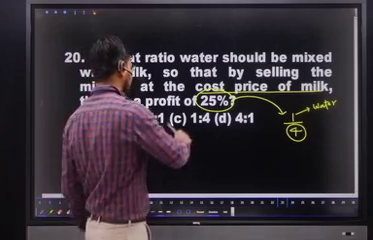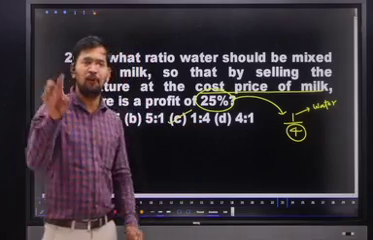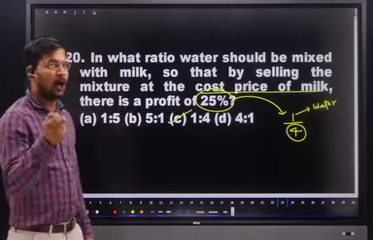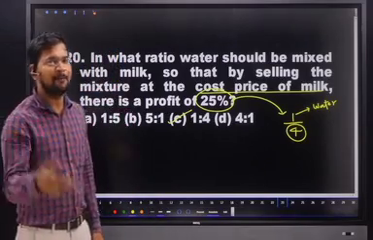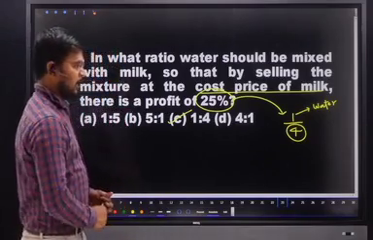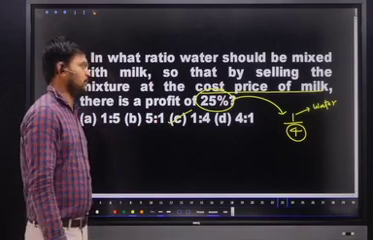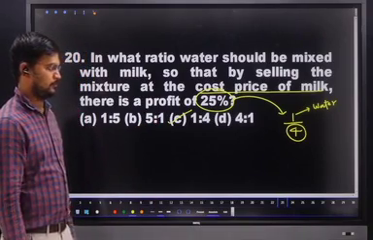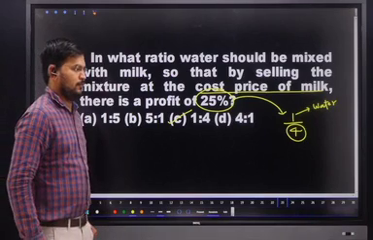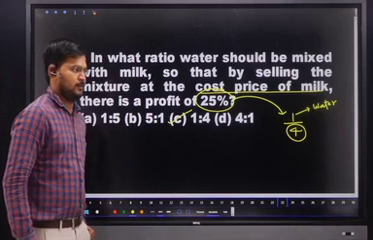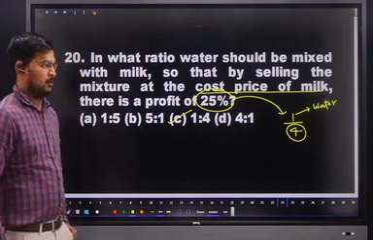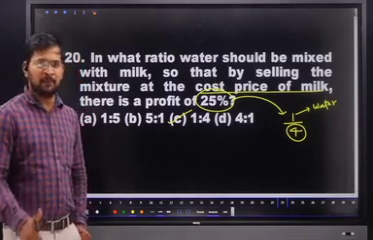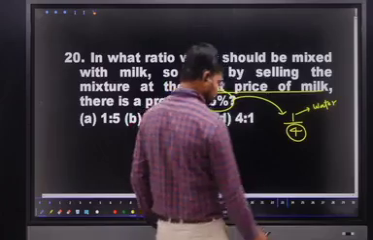Your answer is 1:4. Option C is the right answer. So here water is the profit for you. The answer is 1:4. All of you okay? Shall I go for the next question?